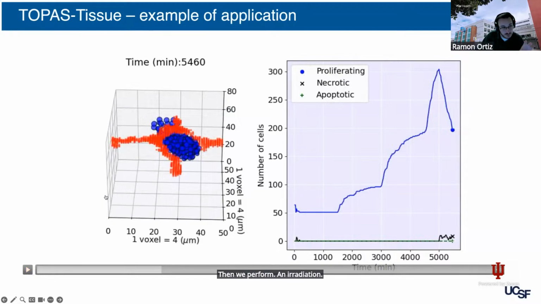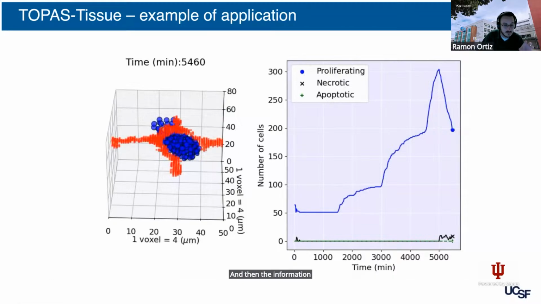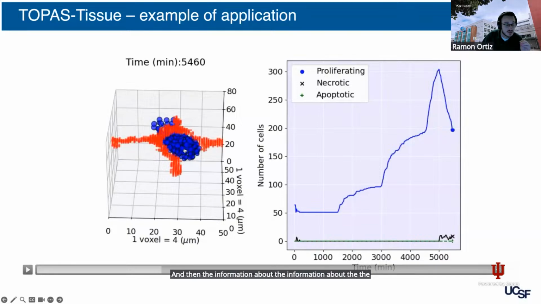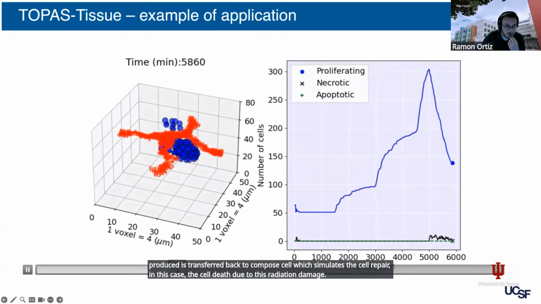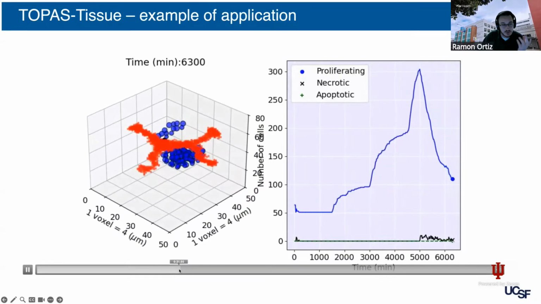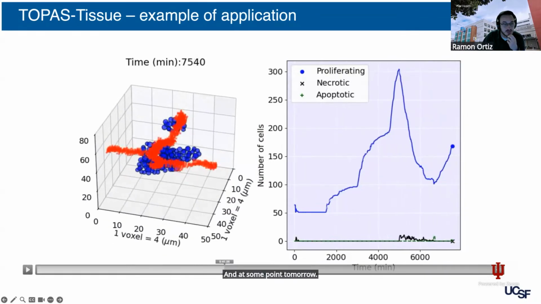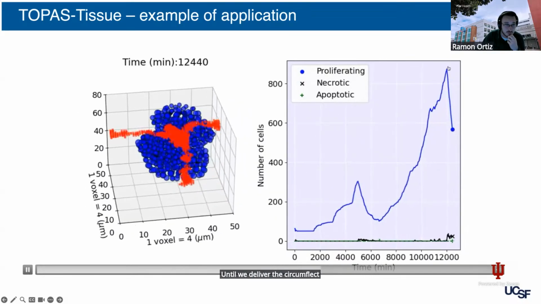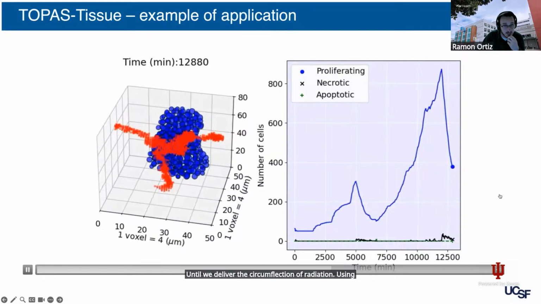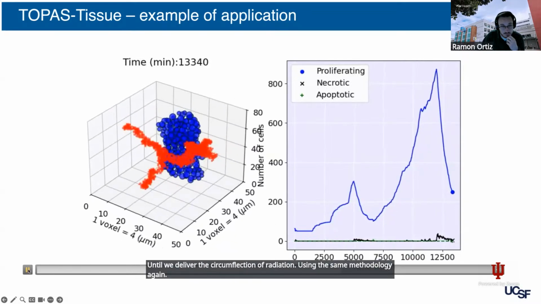and then the information about the dosimetric quantities that each cell received and the double strand breaks that were produced is transferred back to Computational, which simulates the cell repair, in this case, the cell death due to this radiation damage. And at some point, the tumor will start repopulating again until we deliver the second fraction of radiation using the same methodology again, and so on.